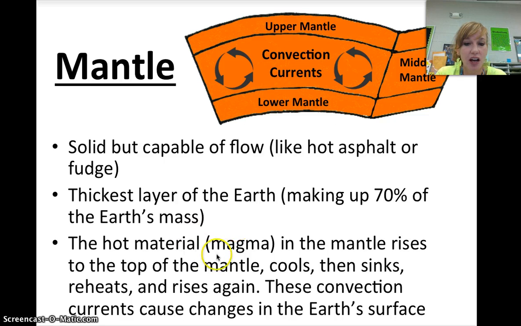So I wrote it here. The hot material in the mantle rises to the top, cools, then sinks, reheats, and rises again. These convection currents cause changes on the Earth's surface. So it'd probably be a good idea to write that down because convection currents is probably a new concept and one that can be complicated.